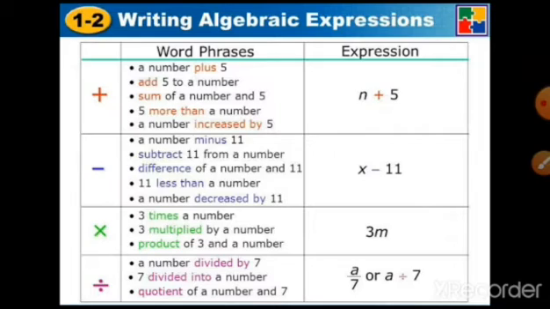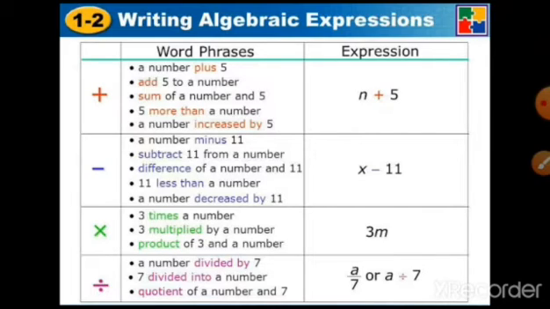Next, 11 less than a number. So that is also x minus 11. Next, we have a number decreased by 11. So x minus 11. So here you can see very easily how a single algebraic expression can be expressed in different algebraic forms. So in the first case we find minus, then subtract, then difference, less than and decreased. So all these word phrases denote the operation subtraction.